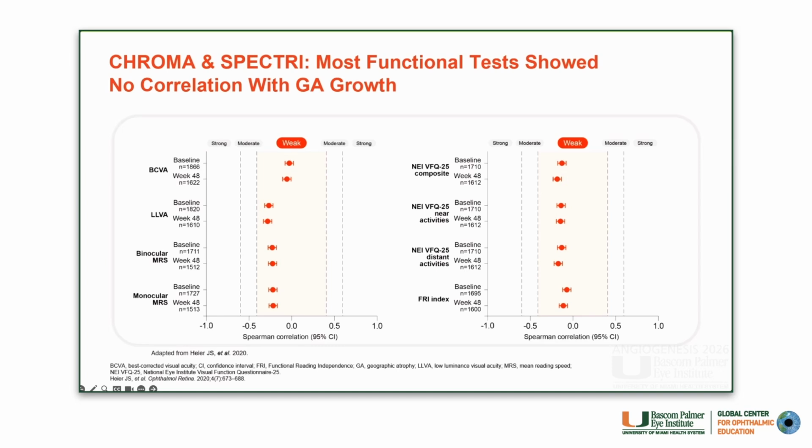Most well-established functional tests, such as best-corrected visual acuity, show only little correlation with GA manifestation and lesion growth, as demonstrated by CHROMA and SPECTRI, two independent phase 3 studies with large GA cohorts. It remains an unmet need to identify functional measures that are able to track GA progression more effectively.